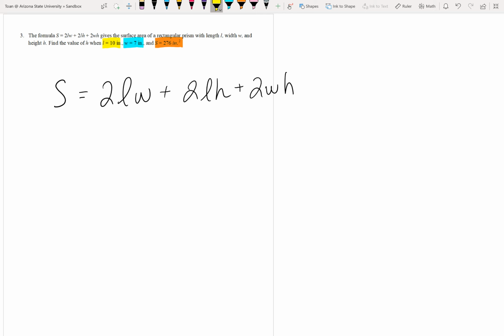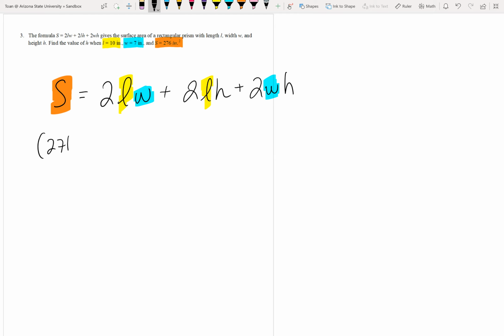And according to the problem, again, wherever I see an L, I'm going to substitute 10 inches. Wherever I see a W, it's going to become a 7, and wherever I see an S, it's going to be 276. So let's do the substitution.